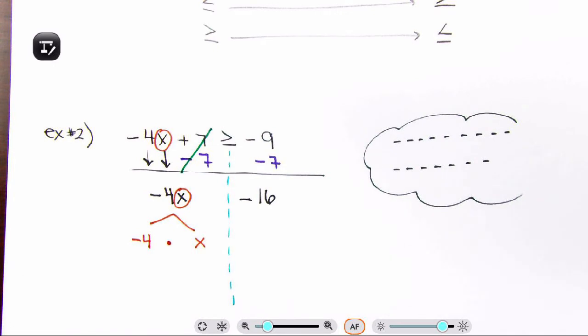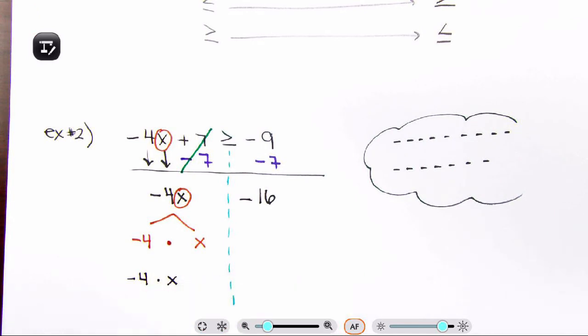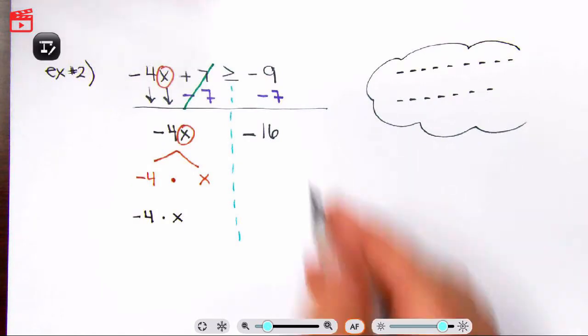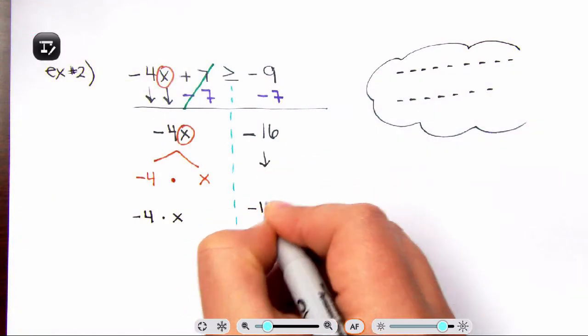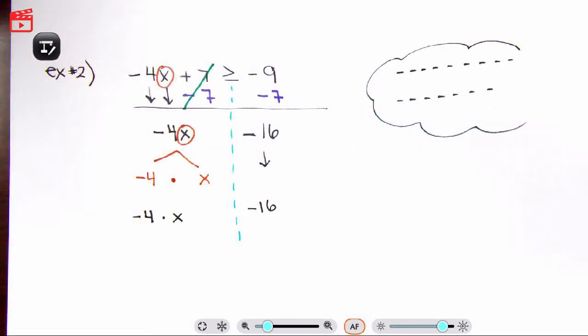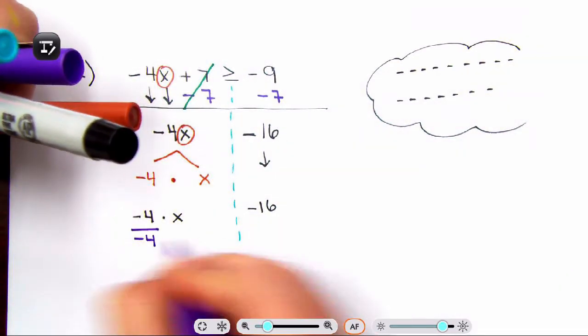So let's go ahead and I'm going to rewrite this one more time. But this time, I'm going to say negative 4 times x. But how do we undo that? What is the opposite of that? The opposite of negative 4 times x is to divide by negative 4. So I'm going to divide by negative 4.